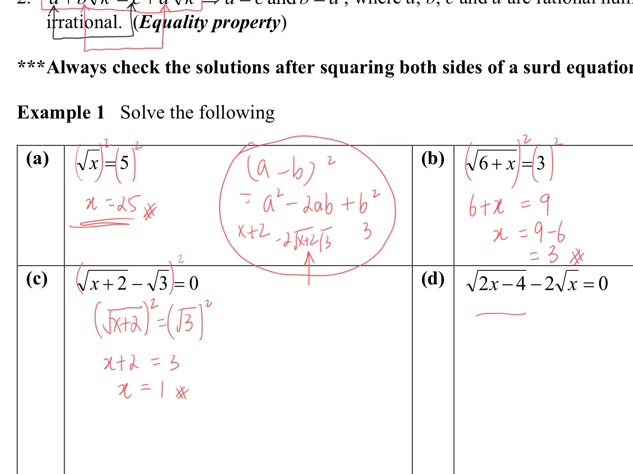Same thing here. Bring the 2 root x to the other side first before you square. So when you square both sides, the square root disappears. Okay, then take note, you square both of them. The 2 you got to square, the square root you got to square. So this is where it always goes wrong.